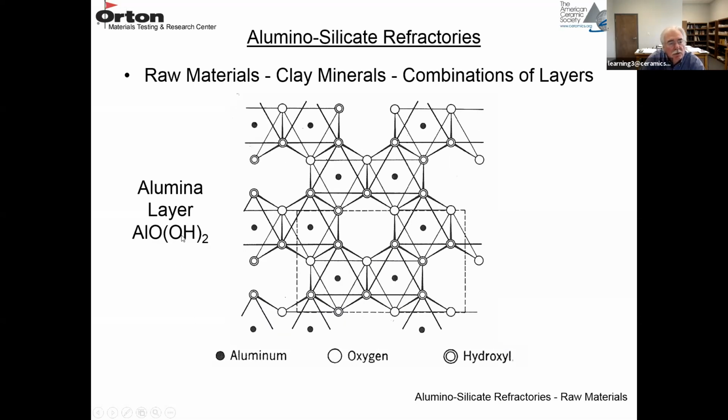The other layer is the alumina layer. So the black circle is aluminum. It's sitting in the center of an octahedron. The open circles are oxygen. And then the double circles are the OH groups. So the aluminum is sitting in the center of an octahedron, and the corners of the octahedron are oxygen and hydroxyl groups. The dotted line shows another unit cell that repeats to make the structure. And the chemistry of that unit cell is Al2(OH)4.